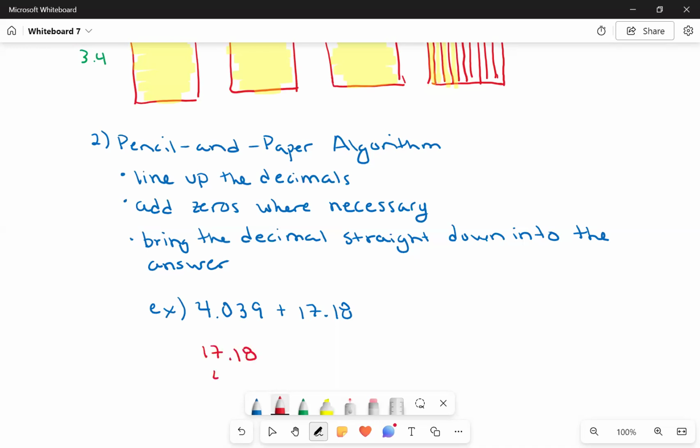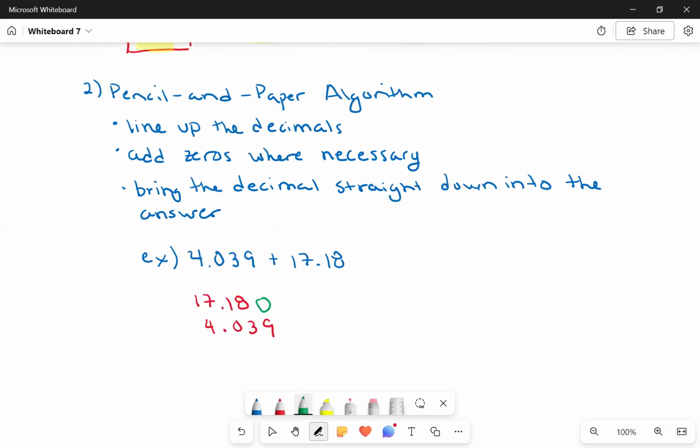I'm going to line the 4 up under the 7, the decimal, and then 0, 3, 9. And as you can see, this is where we would want to maybe add a 0 there above the 9, especially for the visual aspect. It kind of helps line up the numbers. And if you get a little sloppy like me, might be useful, but it's also really useful for students to kind of see it that way.